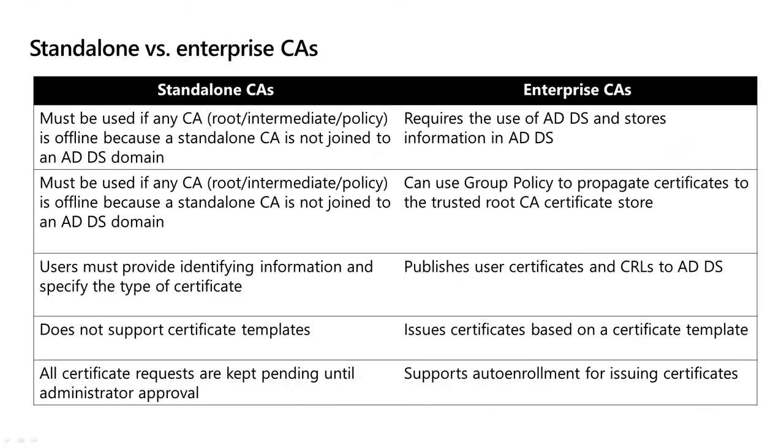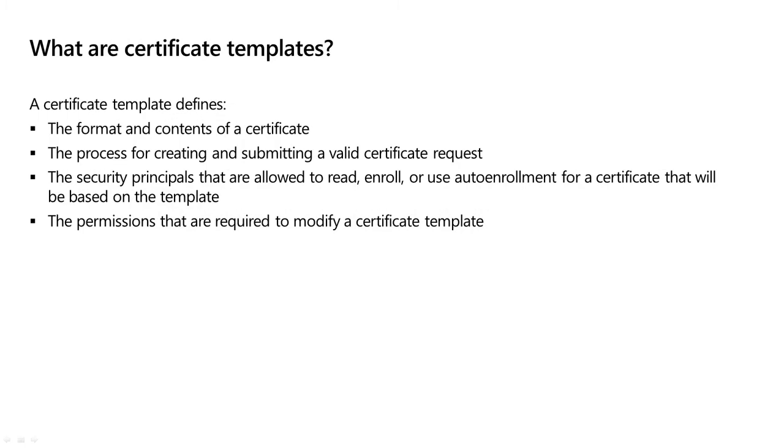So at the time of deployment, we have seen there would be two options for deployment. One is the standalone, another one is the enterprise CA, and this is the quick difference between both. Auto enrollment is only supported in your enterprise CA version.